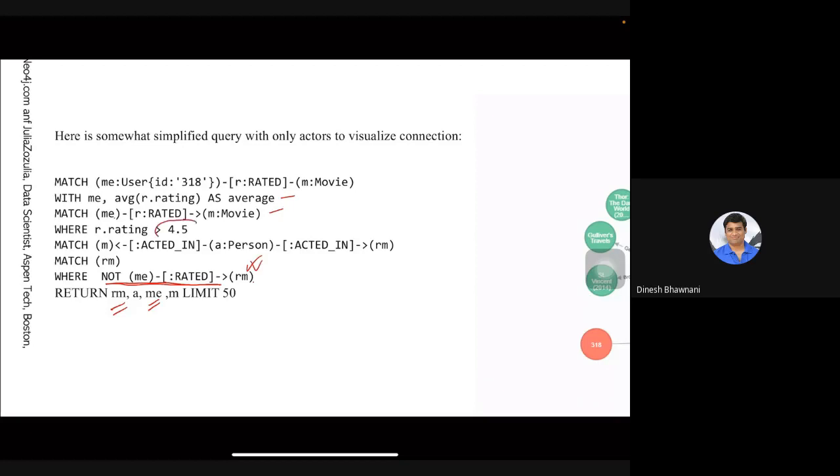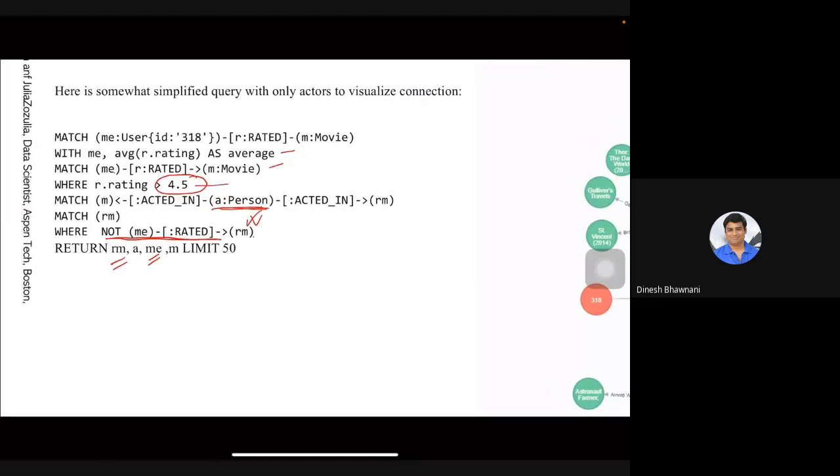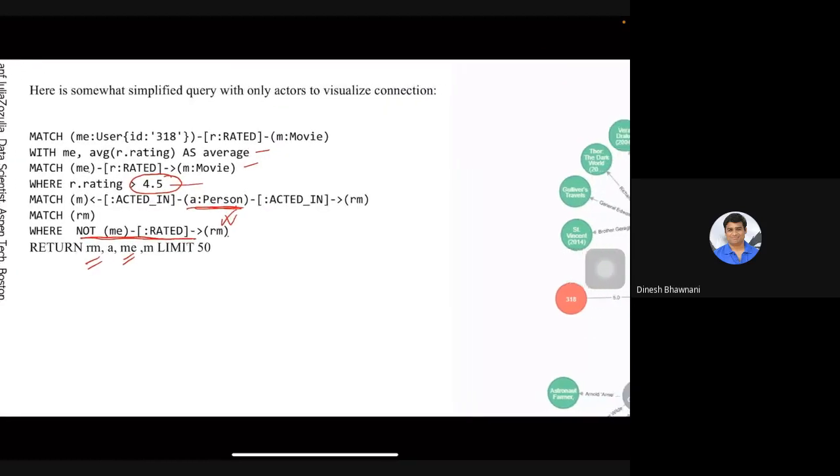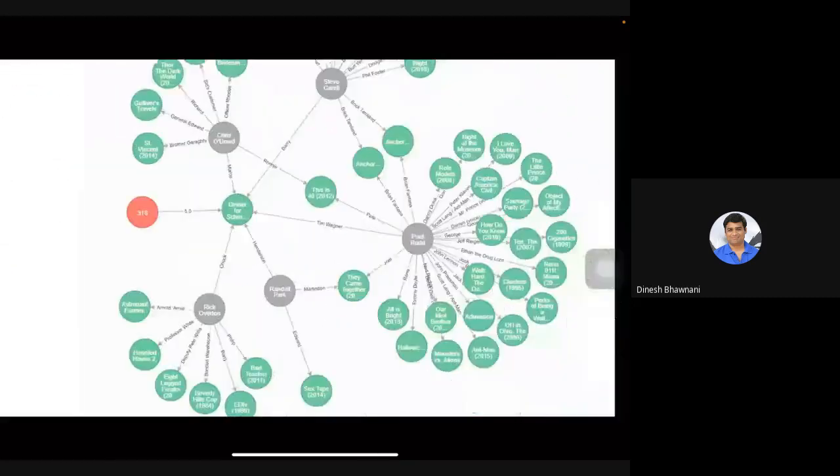And rating here, you can increase the threshold. Here threshold has been increased to 4.5. So then let's match movies acted in. You're trying to find the actors. Earlier case we had the genre also, director also. Here we are limiting it down to actors. Actors who have acted in the movies main set and in the recommended movie set. And then match RM where not me rated RM. Then return RM, actors, me and movies, limit to 50.